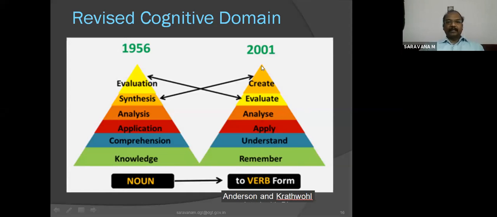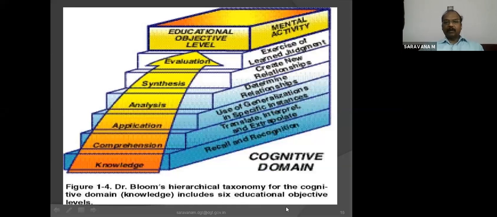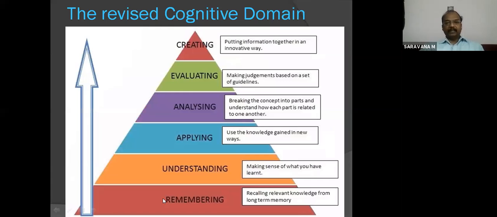So again, let us see. Remembering means recalling relevant knowledge from long-term memory. After gaining the knowledge, a person has to recall. Then only the learning will be purposeful. Without recalling or understanding what we learned, the knowledge we have gained is not purposeful. That is why remembering is very important. So remembering means recalling relevant knowledge from long-term memory.